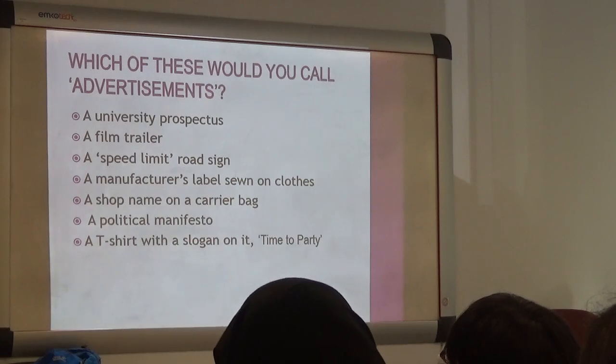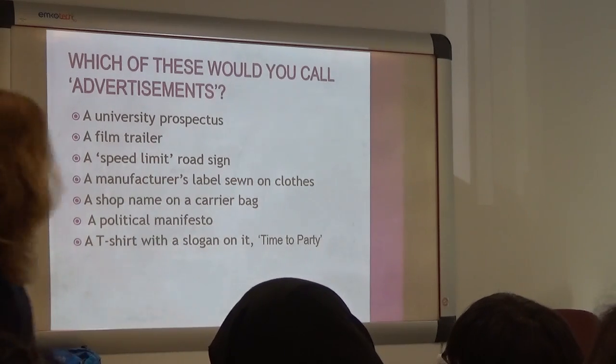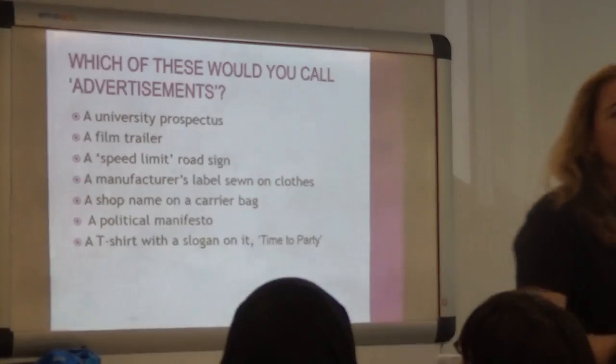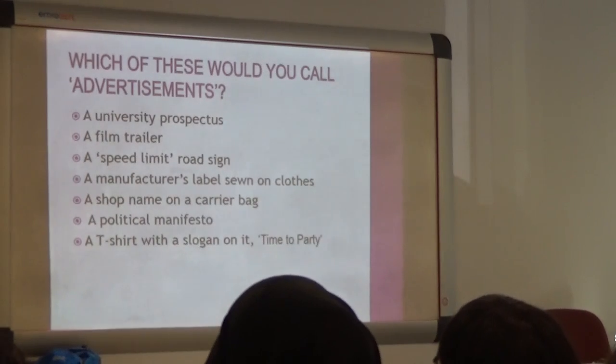A speed limit road sign. I think it's not an ad, isn't it? Why? Because, come on, you don't go, this is like slippery slope, she says persuasion. No, that's not the case. I mean, that was a trap there. Why not?